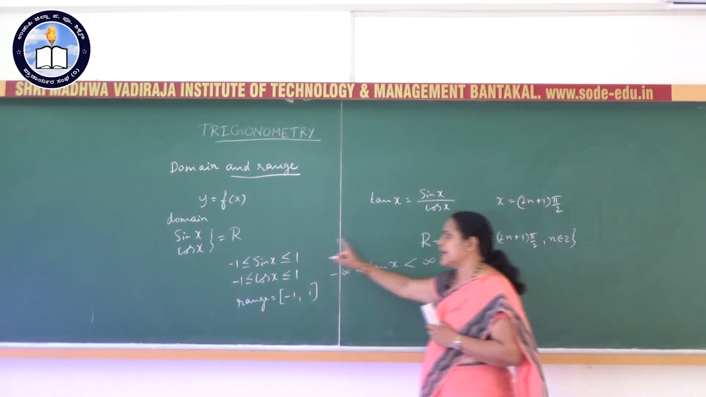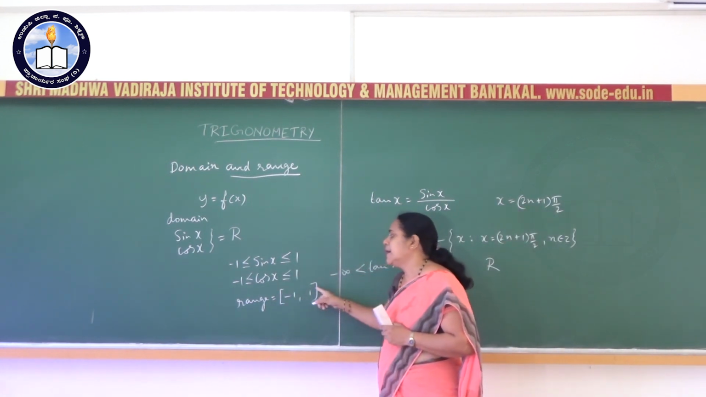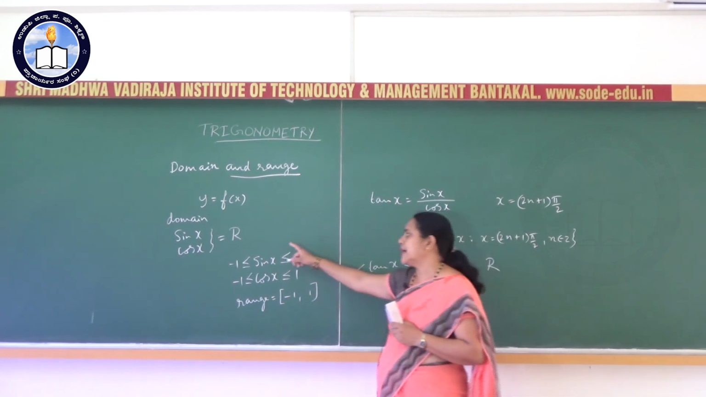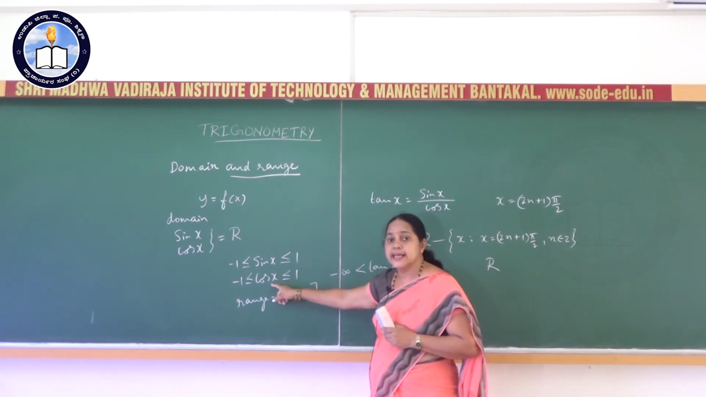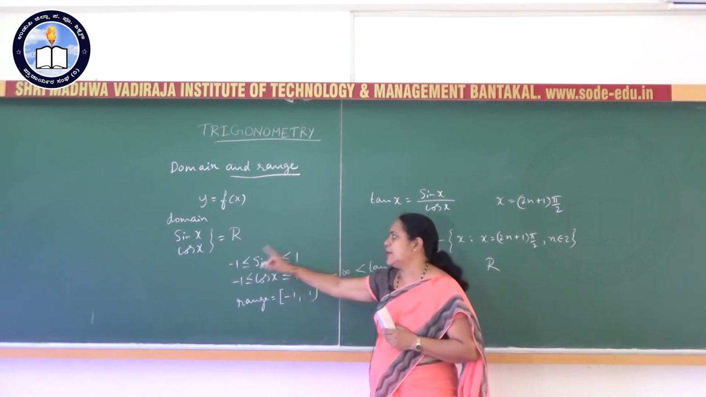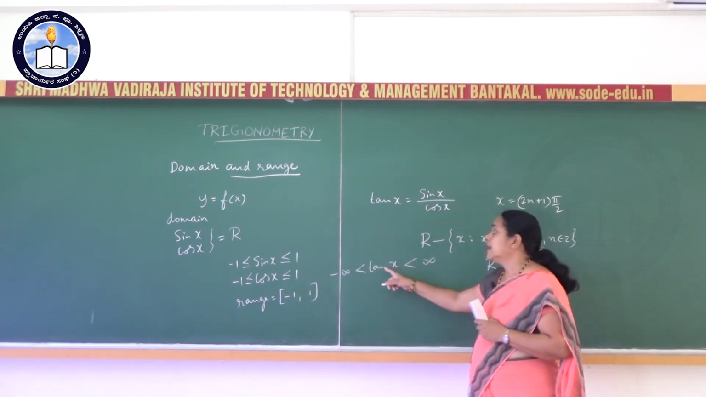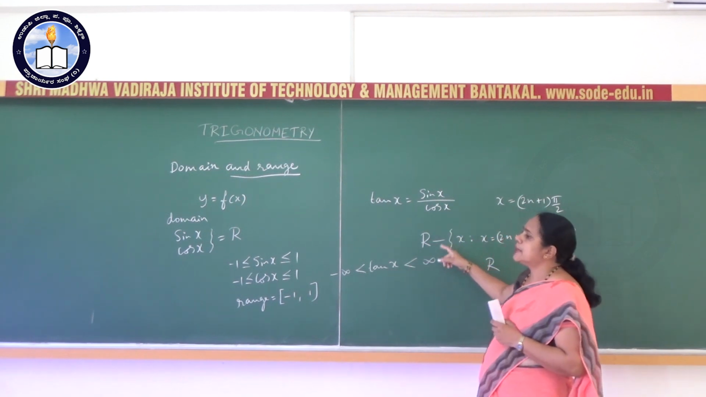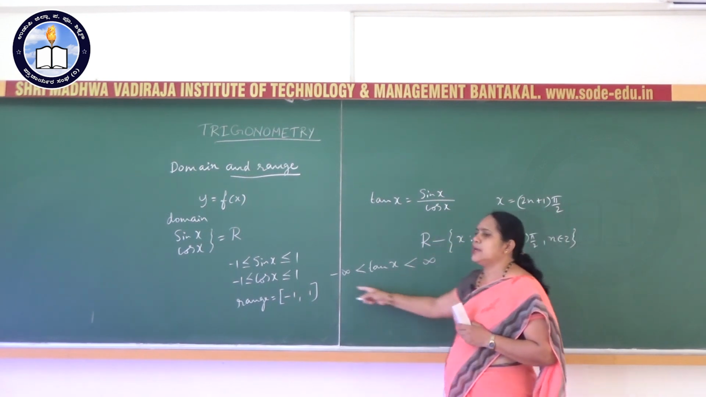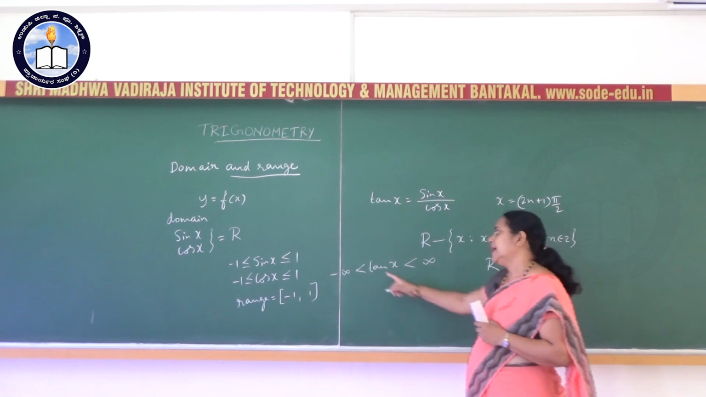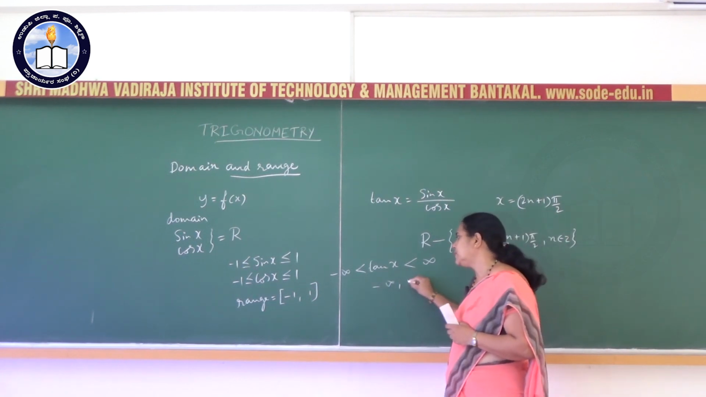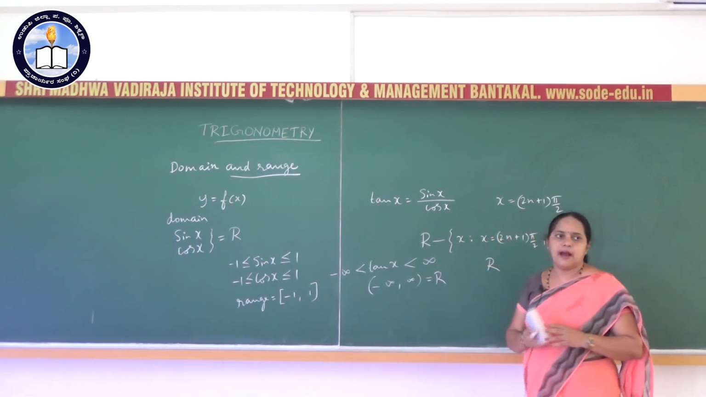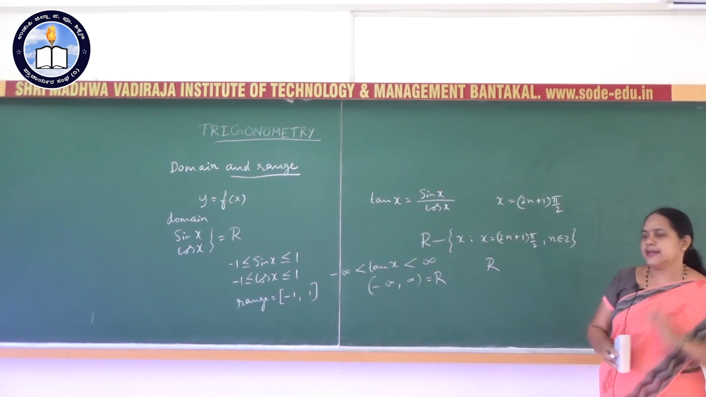But the range of sin x as well as cos x is the closed interval minus 1 to 1, because the highest value of sin x and cos x is plus 1 and the least value is minus 1. But for tan x, the highest value is plus infinity and the least value is minus infinity. It implies the open interval minus infinity to infinity, which is nothing but R, the set of all real numbers.